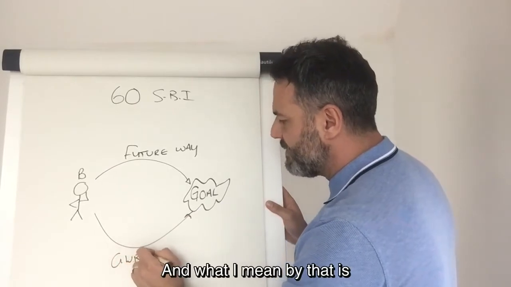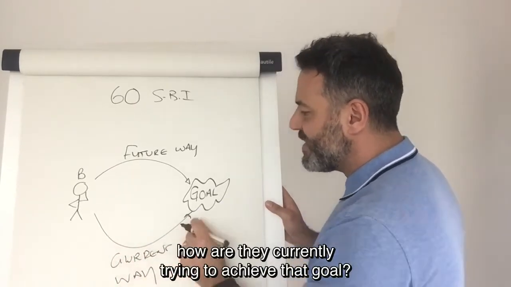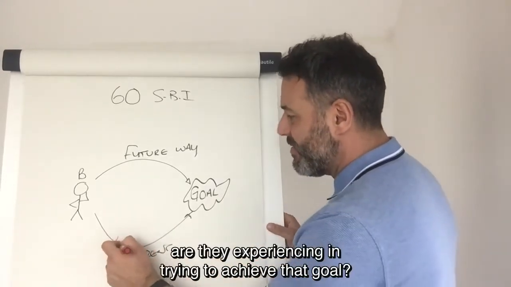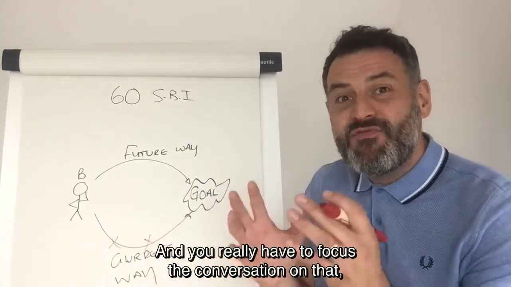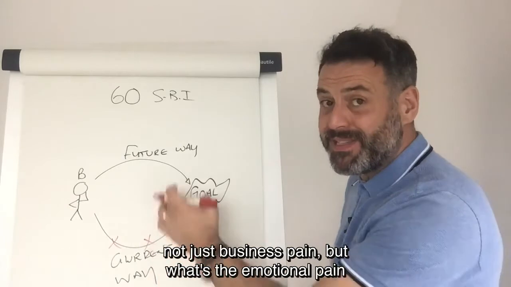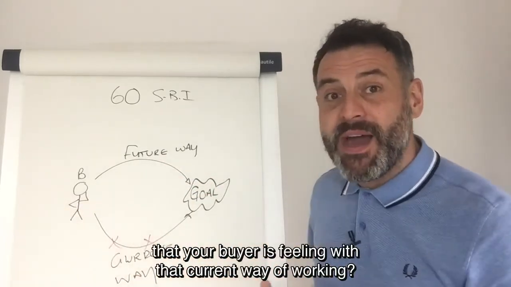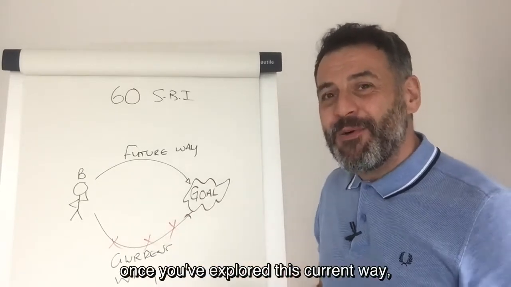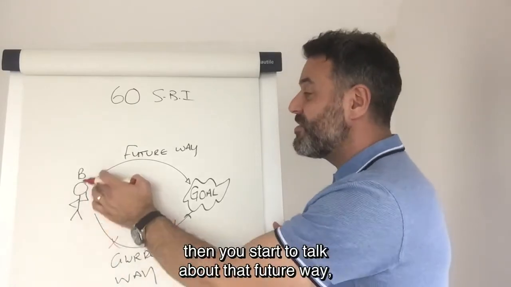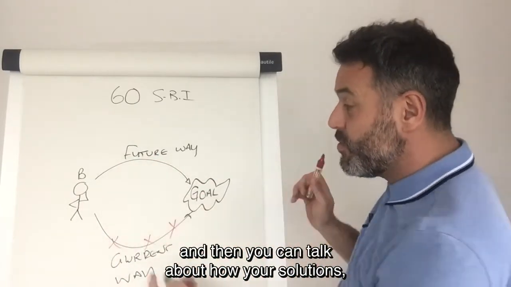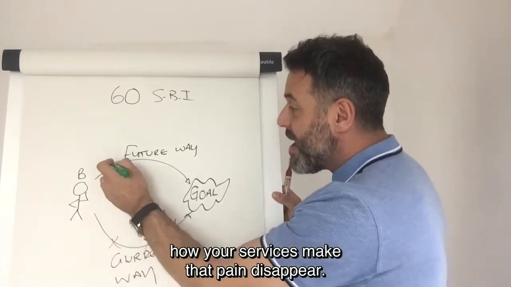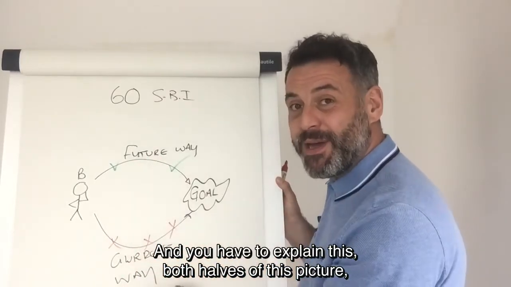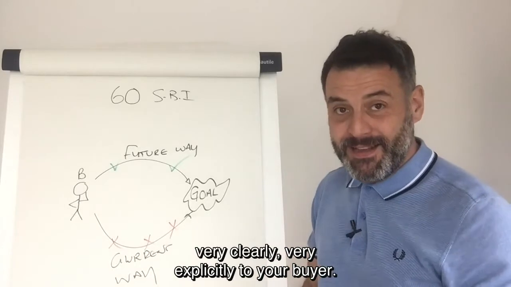And what I mean by that is, how are they currently trying to achieve that goal? And more specifically, what problems, what pain are they experiencing in trying to achieve that goal? And you really have to focus the conversation on that. Not just business pain, but what's the emotional pain that your buyer is feeling with that current way of working. And then, and only then, once you've explored this current way, you start to talk about that future way. And then you can talk about how your solutions, how your services make that pain disappear. And you have to explain both halves of this picture very clearly, very explicitly to your buyer.